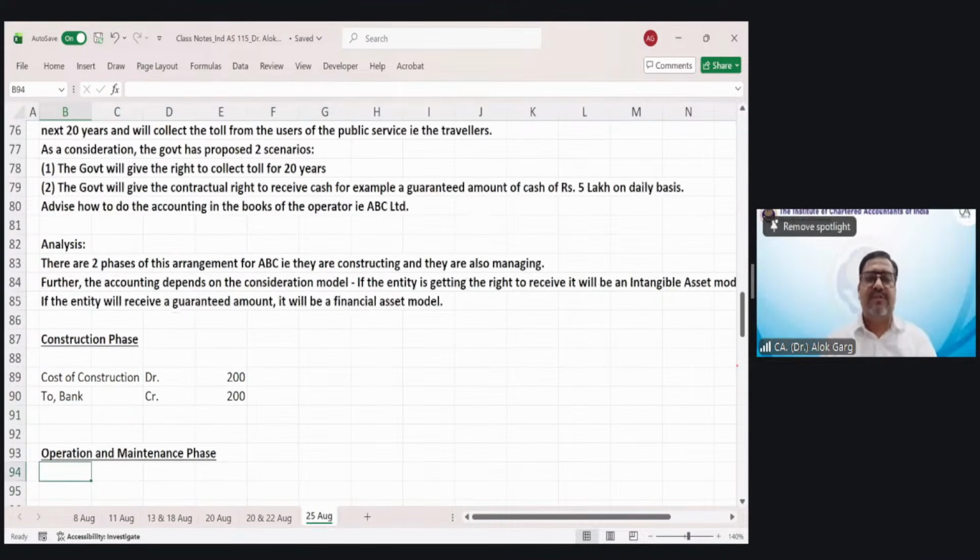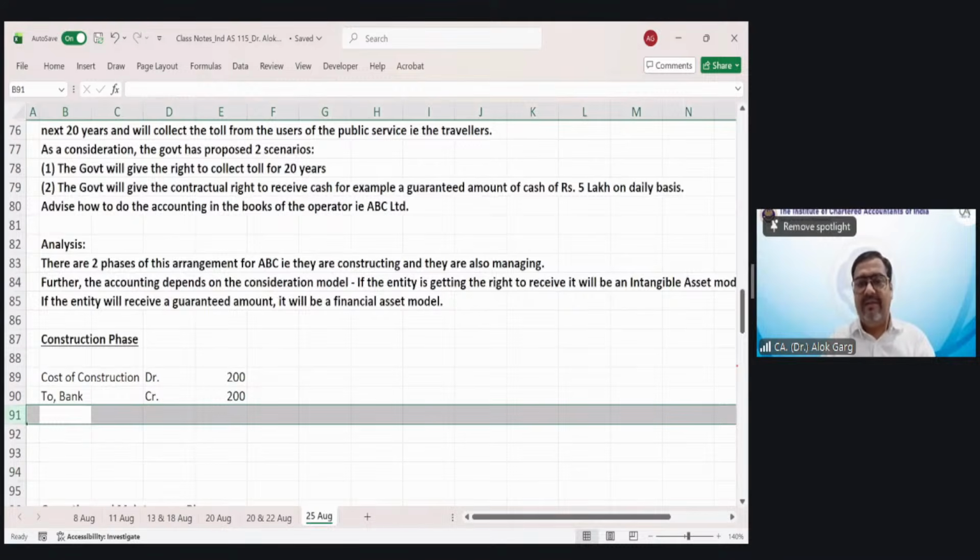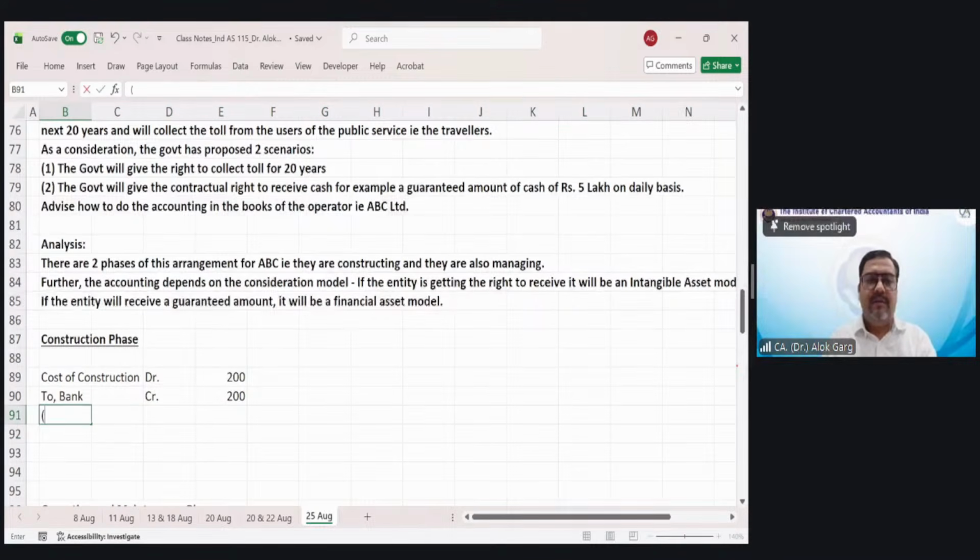Now how the accounting will be done, let me tell you. This cost of construction debit 200 will go to P&L, right? Being construction cost incurred initially.